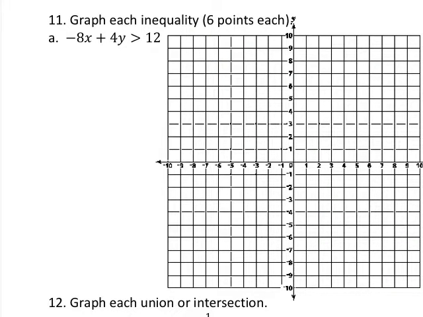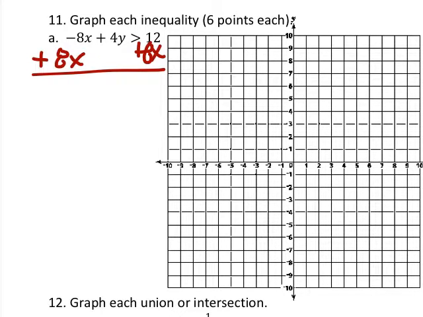All right, for 11A, I'm going to go ahead and put this into slope-intercept form. I don't remember doing that in this yet, so let's go ahead and do that. And then we'll graph it from the slope-intercept form. So we need the y to be by itself. So what we're going to need to do is add 8x to both sides.